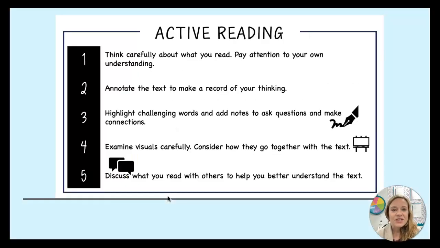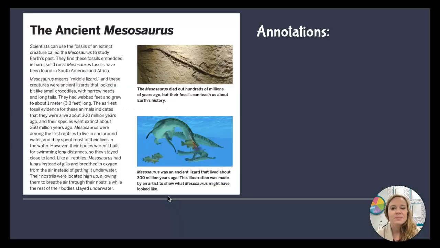While you're doing your active reading, I just want you to think carefully about what you read. Pay attention to your understanding. Make sure you're annotating, highlighting, and examining the pictures and the words that go with them, the text that goes with them. This is your article. You are going to be annotating. Remember that we can use highlighting if we're looking for important things. So I might say Mesosaurus is important. Oh, it says Mesosaurus means middle lizard. I believe that's important, knowing what it means.